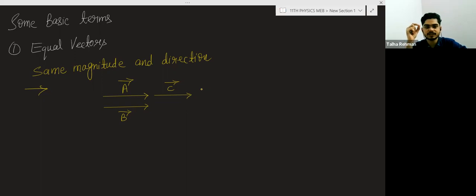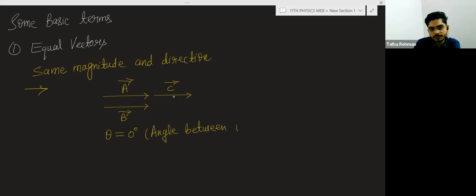And always remember that in equal vectors, the angle between the vectors will always be 0 degree, because they will always be in the same direction. You can see angle between A and B is 0 degree, angle between A and C is 0 degree, B and C is 0 degree. This thing we will use when we solve the numerical. Okay, so angle theta, I am representing theta, angle between the vectors, always 0 degree.